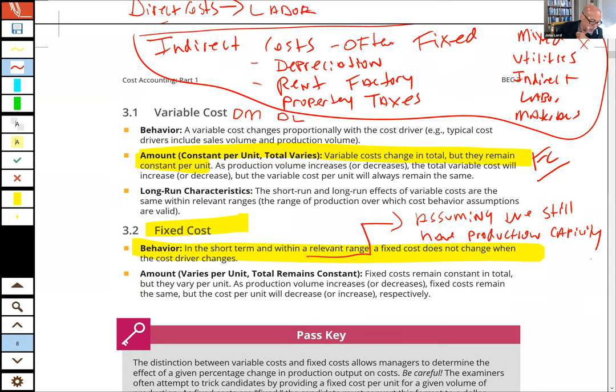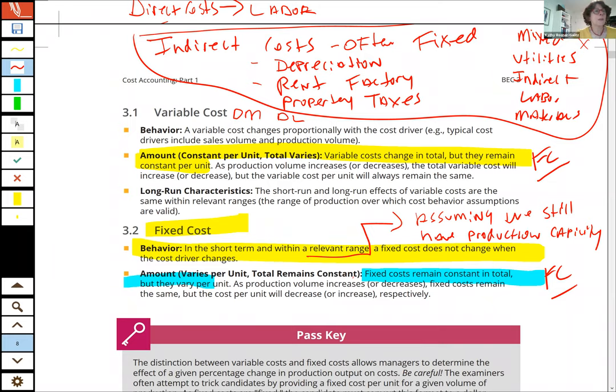Okay. Now what's interesting here, and what you should flashcard, is that fixed costs remain constant in total, but they vary per unit. So our total fixed costs will be the same, but as we produce more units, our fixed cost per unit will come down, or if we produce fewer units, our fixed cost per unit will come up. Okay. Question on that?